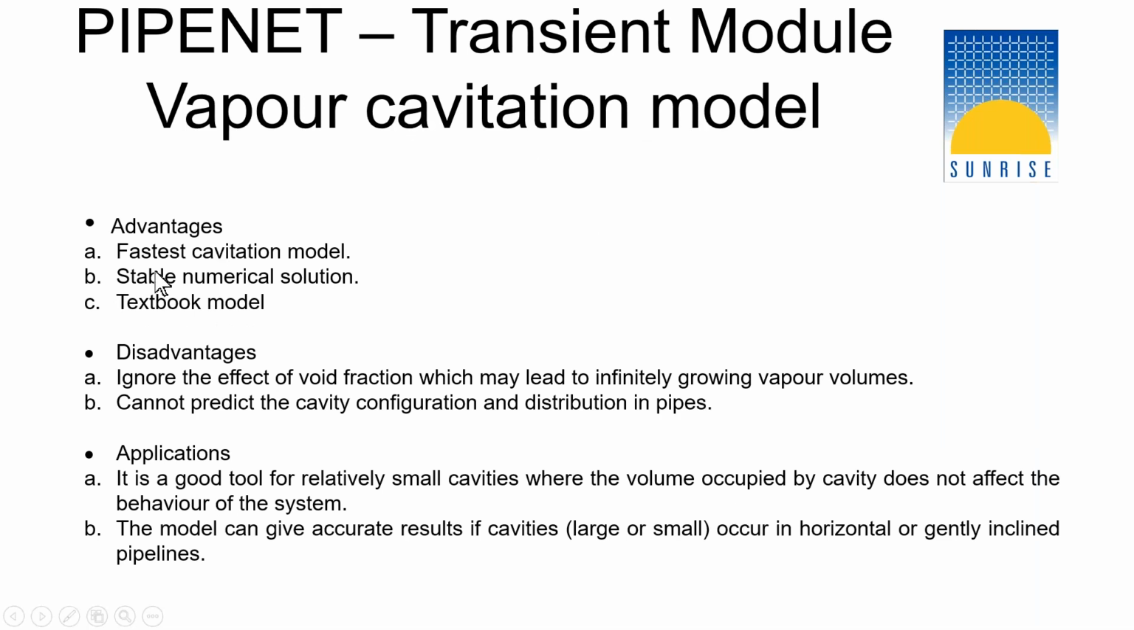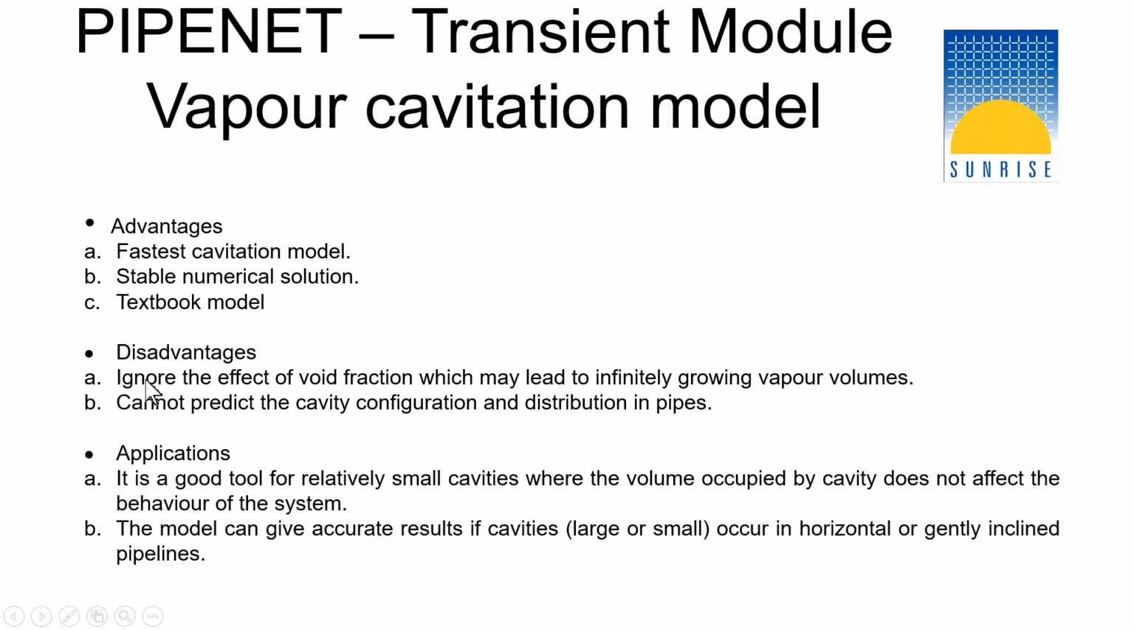Vapor cavitation is the fastest cavitation model. Stable numerical solution, it is a textbook model. So if you use the vapor cavitation model, you can always refer back to the Wylie and Streeter textbook and say the model is from there. But as I said earlier, it has certain inadequacies, and you cannot always use it for realistic engineering solutions.